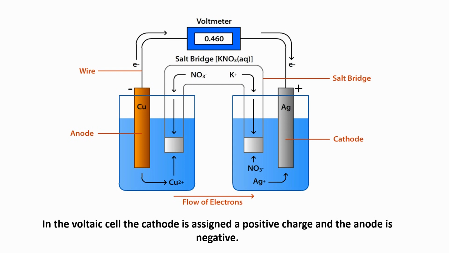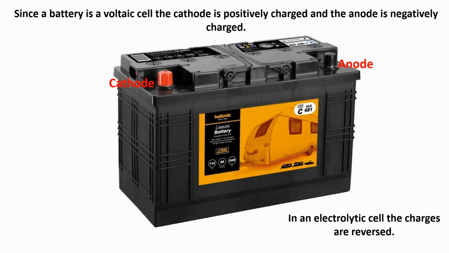Remember, in a voltaic cell, the cathode is assigned a positive charge, and the anode is assigned a negative charge. Since a battery is a voltaic cell, the cathode is positively charged and the anode is negatively charged. In an electrolytic cell, the charges are reversed.